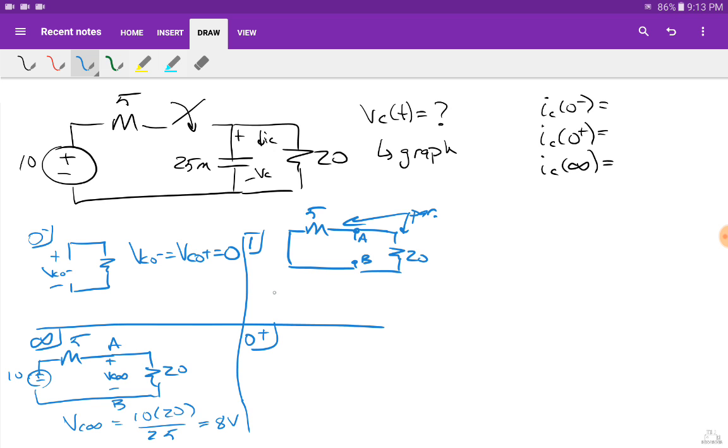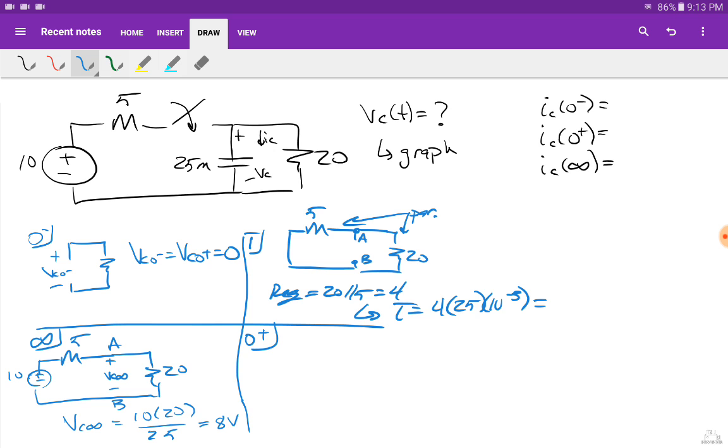Parallel. So my REQ is going to be 20 in parallel with 5. 20 times 5 over 20 plus 5 is 100 over 25, which is 4. Okay, that means that my tau is going to be, since this is a capacitor, 4 times the capacitance value of 25 milli, which is 10 to the negative 3.